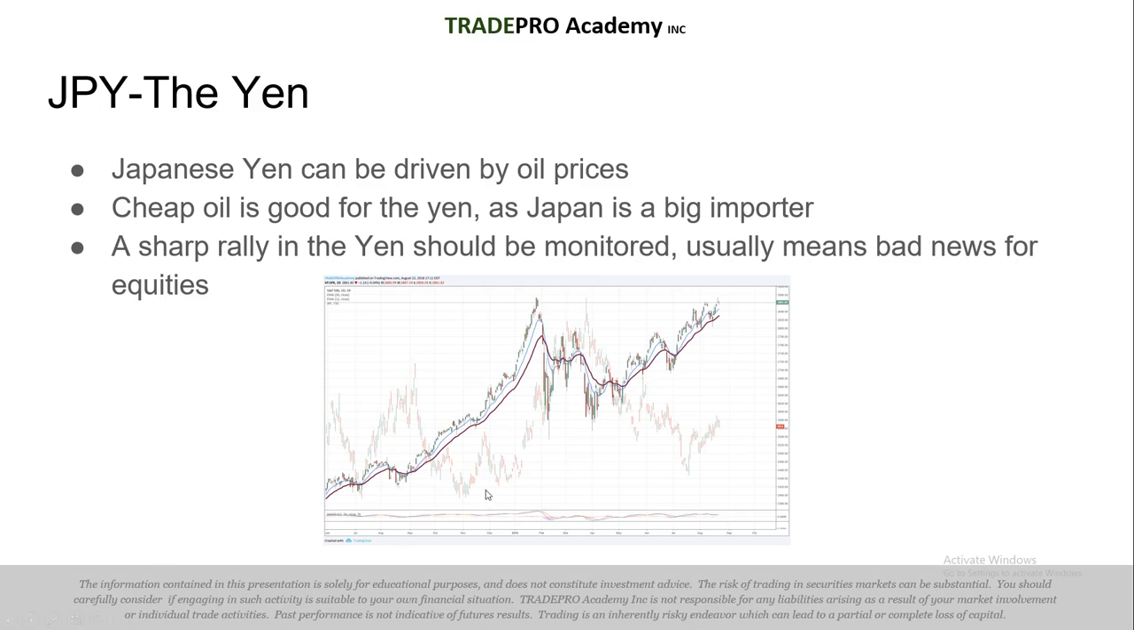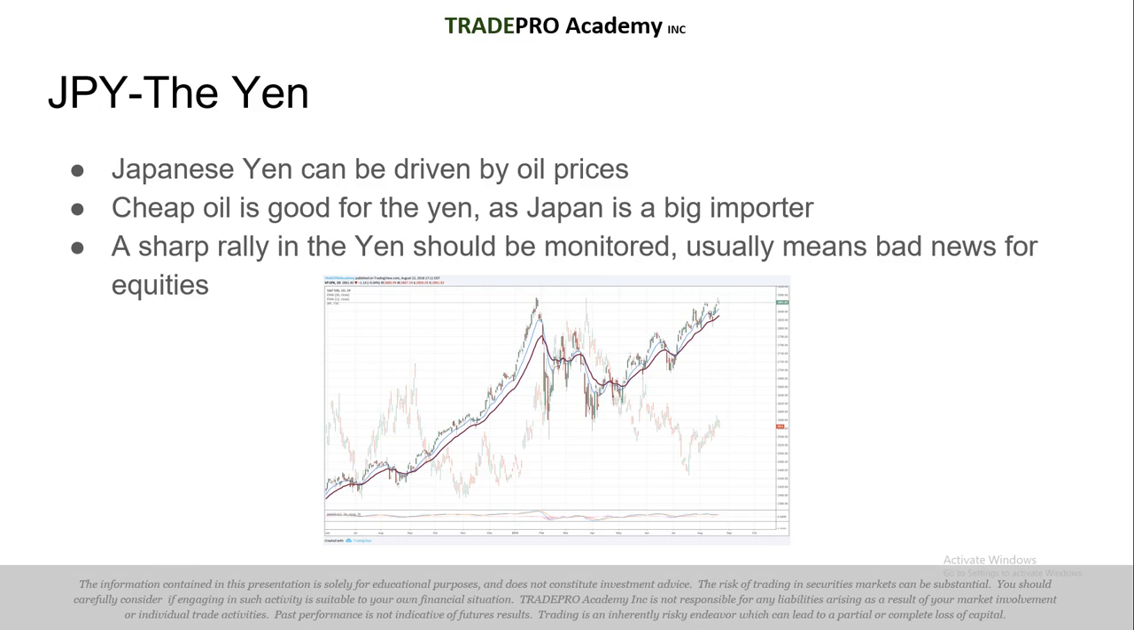Right here we have a little chart on the screen. The solid graph here is the yen and the faded graph in the background is the S&P 500. So right here, guys, you can see a sharp rally in the yen usually sells off in the US equity market. Huge sell-off here from a sharp rally in the yen.